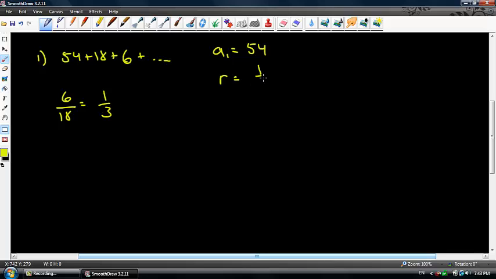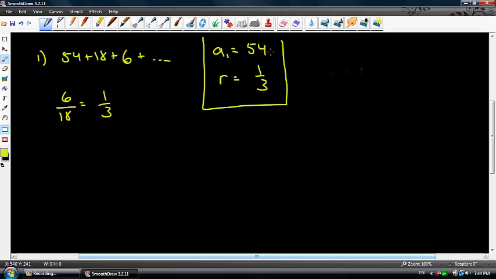So r is 1/3. Now, you can tell that this series converges because r is a fraction that is less than 1. Remember, r must be between negative 1 and 1. It can't be equal to either; it has to be in between them, not including them. If it doesn't meet this, the series diverges, and you don't have a sum for an infinite series.